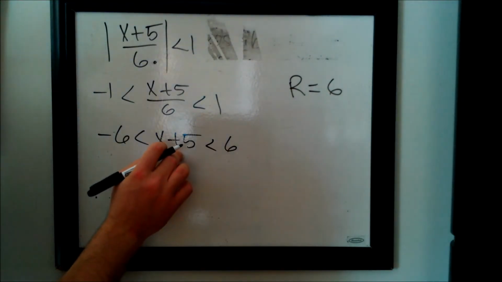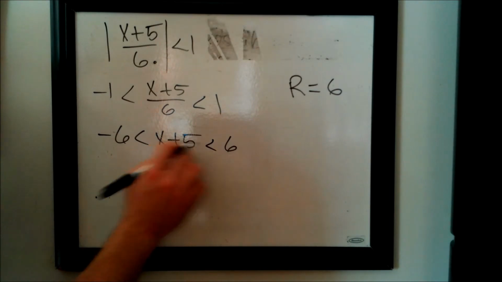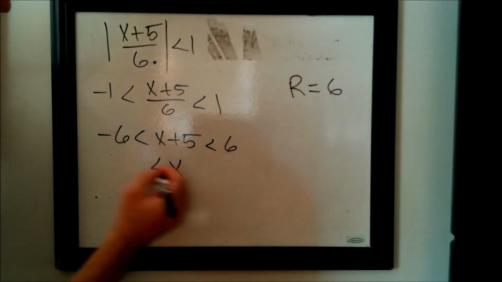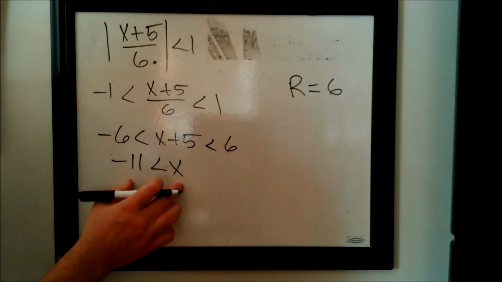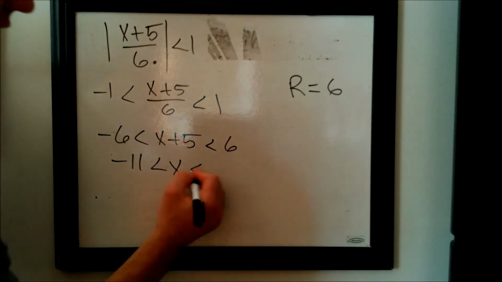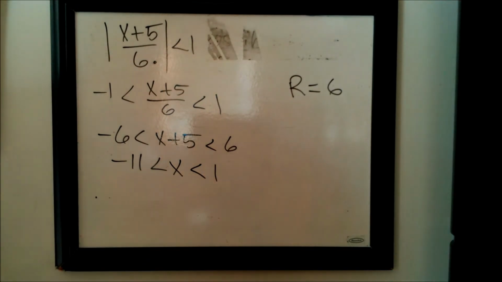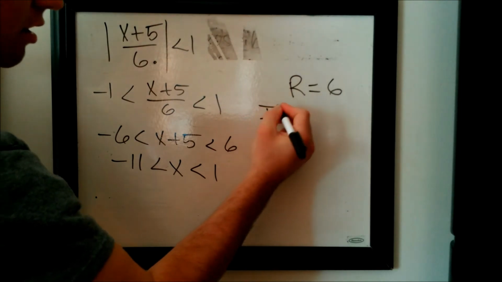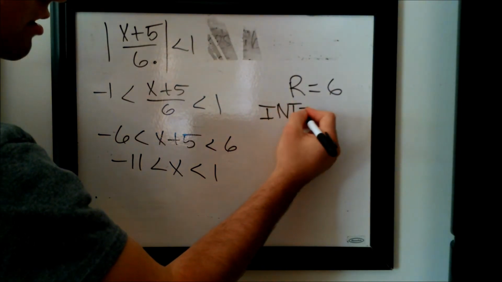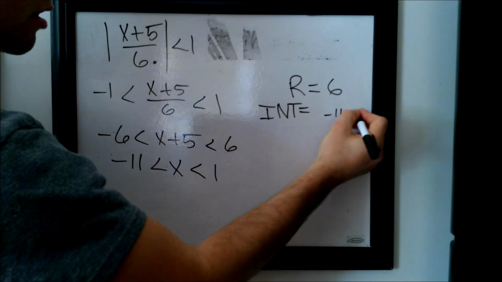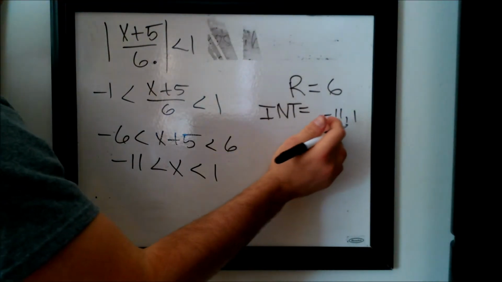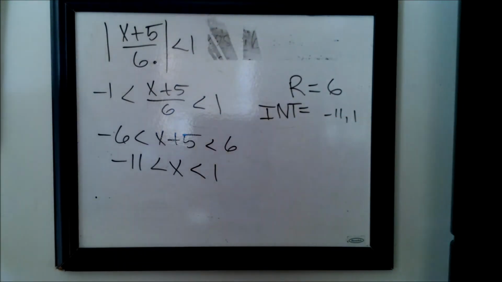Now we will subtract 5 from both sides, so we have x left by itself. We get x has to be greater than negative 11 and less than 1. So here's our interval of convergence. Negative 11 to 1, but we don't know if negative 11 or 1 are included or excluded, so we need to check the endpoints.